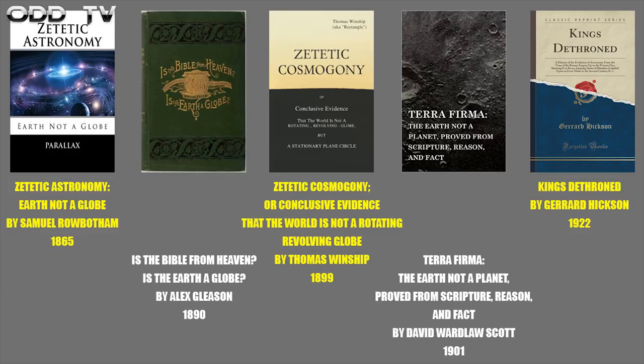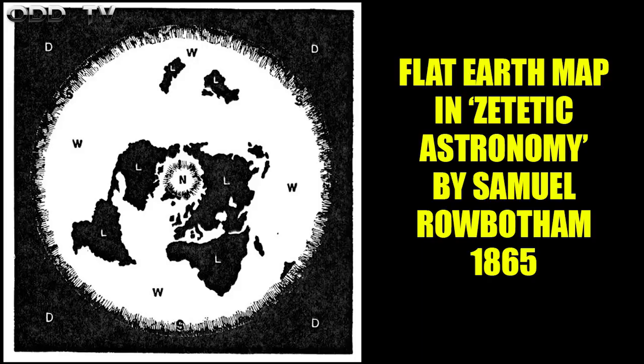We have Zetetic Astronomy from 1865, Is the Bible from Heaven? Is the Earth a Globe? From 1890, and that one was written by the guy who made the now famous Gleason's map, which is a flat Earth map. We have Zetetic Cosmogony from 1899, Terra Firma, Earth Not a Planet from 1901, and so on. If you go to the website archive.org, you can find all of these and many more to download for free. Here's a flat Earth map in Samuel Rowbotham's book Zetetic Astronomy.